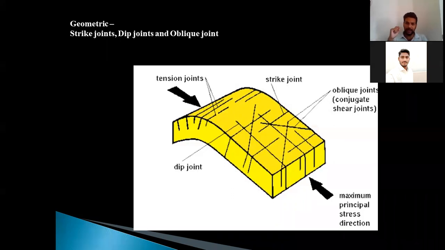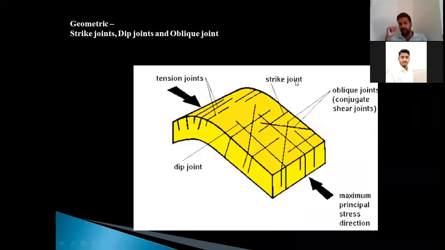The strike of the bed is the line of intersection of the bed with respect to the horizontal surface. If your joint is parallel to the strike line, then that joint can be called a strike joint, because it is parallel to the strike of the bed. If the joint is perpendicular to the strike or parallel to the dip direction, in that case, that joint will be referred to as the dip joint. An oblique joint means neither towards strike nor towards dip. It is aligned in somewhat another direction. In that case, that joint will be called an oblique joint.